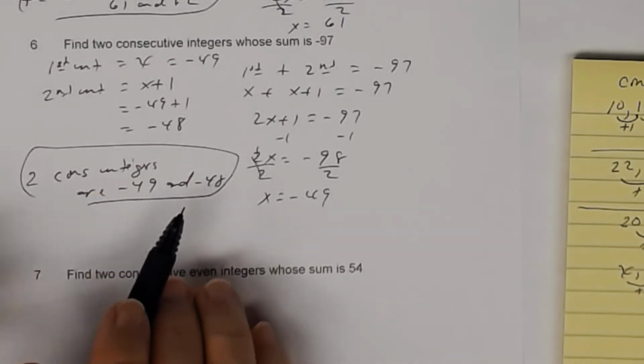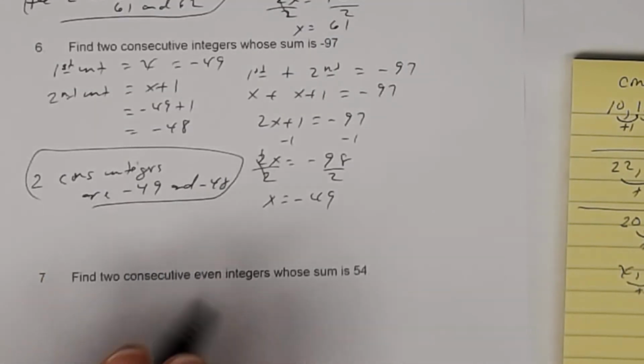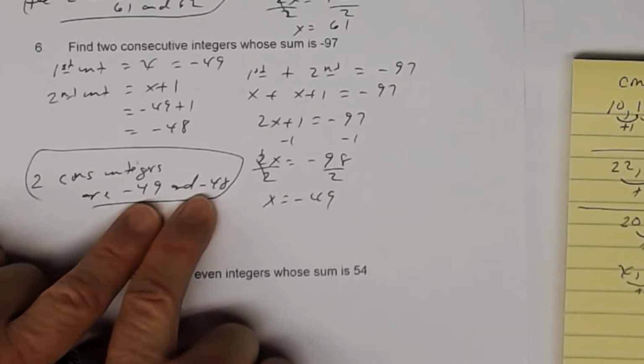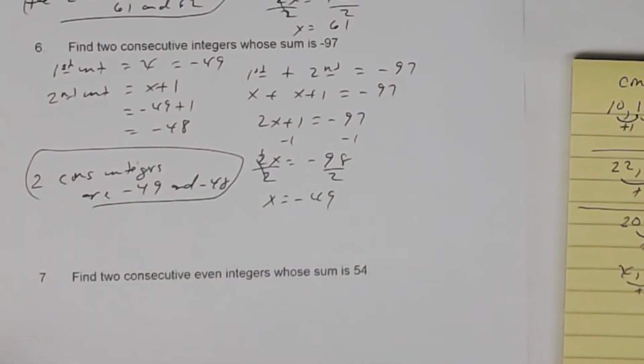All right, and if you add them up, remember, does that make sense? Remember step 6, does that make any sense? Well, they are consecutive, aren't they? Negative 49, negative 48 are consecutive integers. And when I add them up, I do get negative 97.